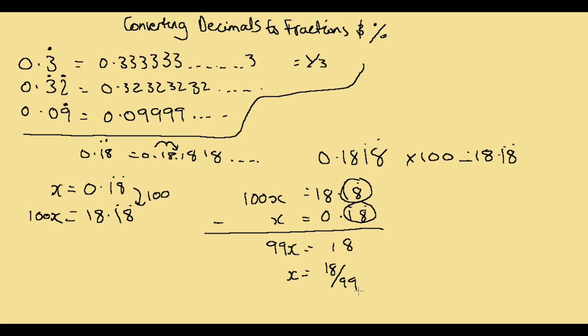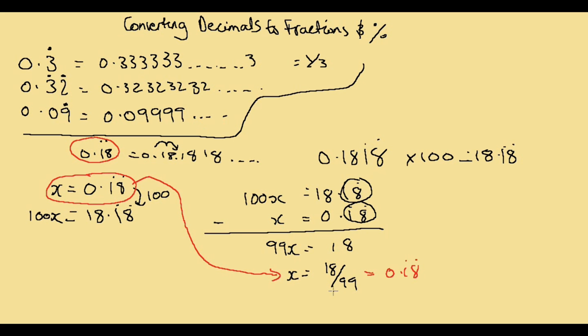18 divided by 99. So what is x? Well, this is where we need to go back up to the start. And we said here that x was 0.18 recurring. So this is what we started off with. So this x here is exactly the same as 0.18 recurring. So we're saying that x is 0.18 recurring, but x is also 18 over 99. So this must mean that 18 over 99 is 0.18 recurring.